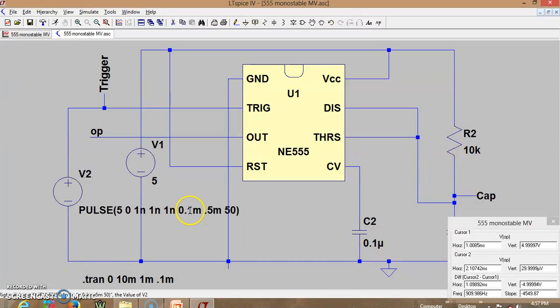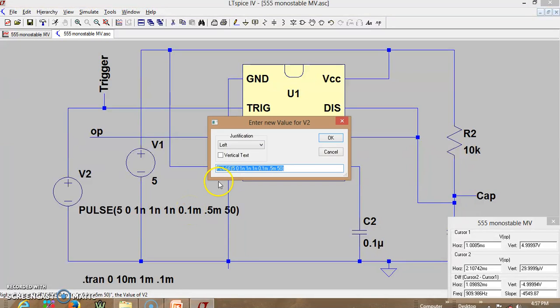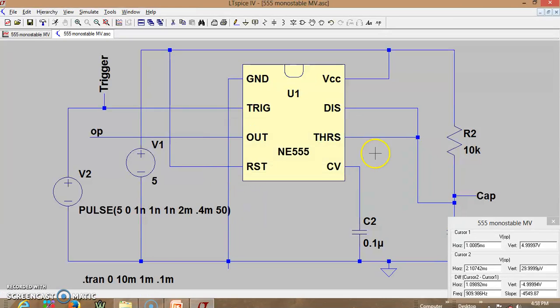Now here it is 0 for 0.1 millisecond. Let us make it 2 millisecond. So it is 0 for 2 millisecond and the total period is 4 millisecond, meaning that the signal is 5 volt for 2 millisecond and 0 volt for 2 millisecond, whereas the pulse width desired is 1.1 millisecond. Suppose we simulate now, let us see how the output looks.